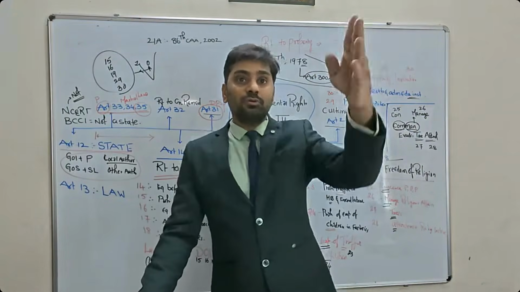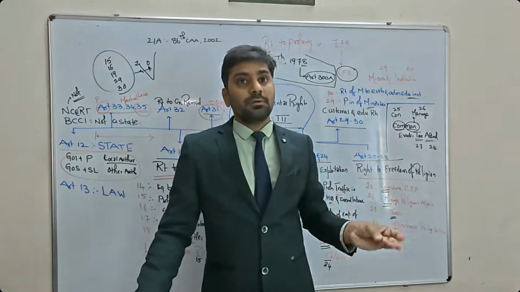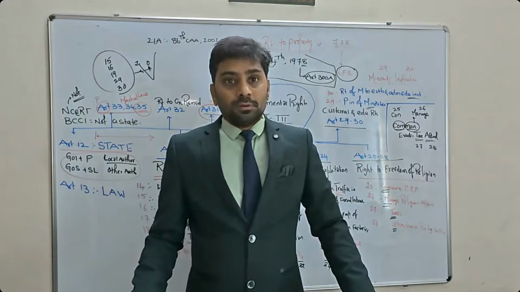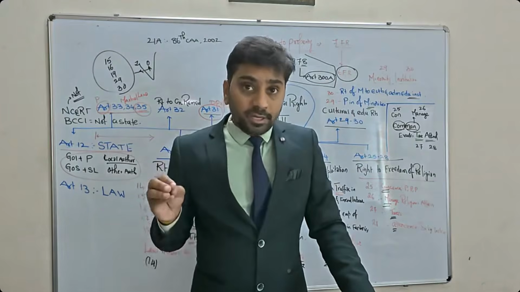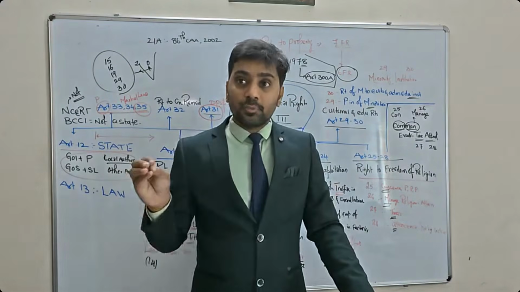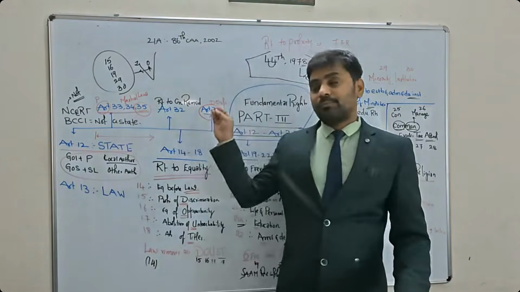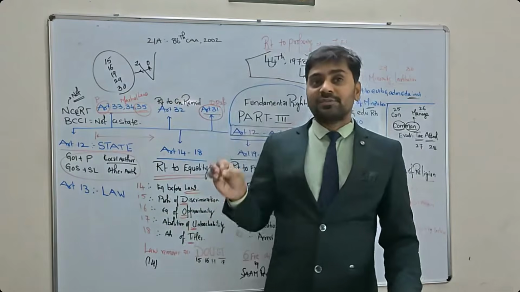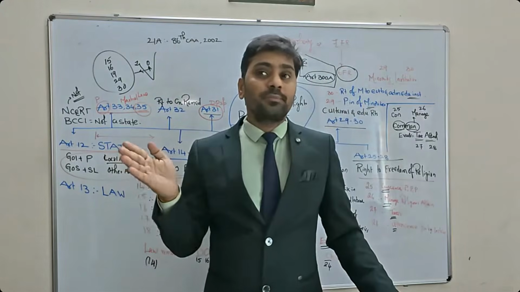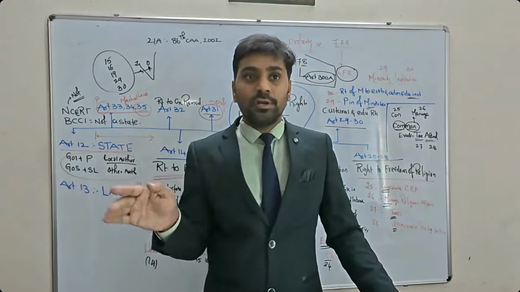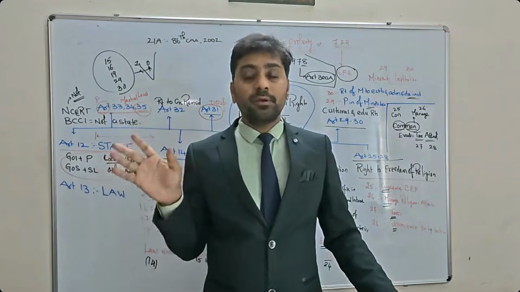Article 13 clause 2: laws made after the commencement of constitution. State shall not make any law to take away or to abrogate any of these fundamental rights. If state is doing so, up to that part of contravention, that shall be void. From then on, state cannot make any law.